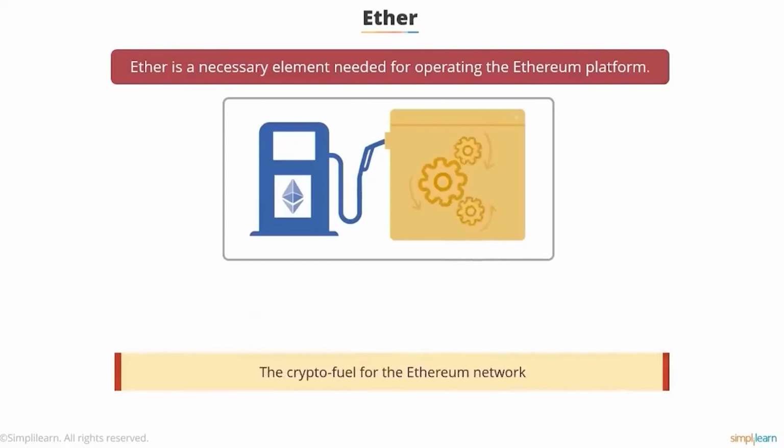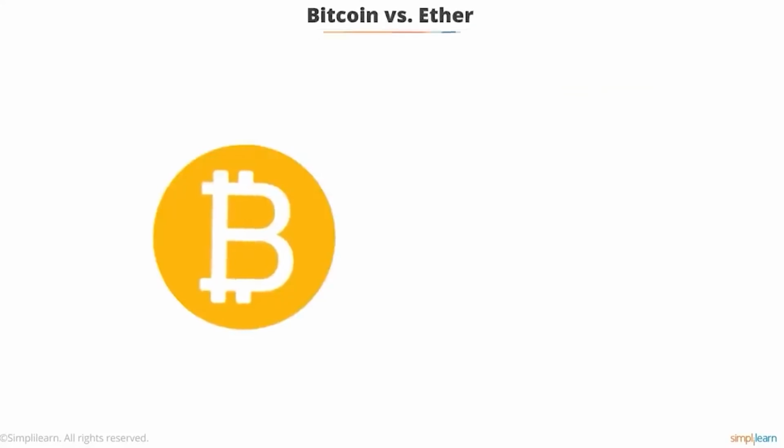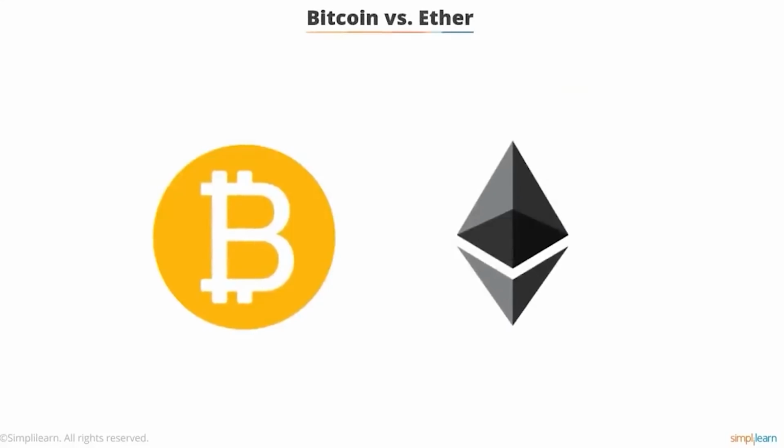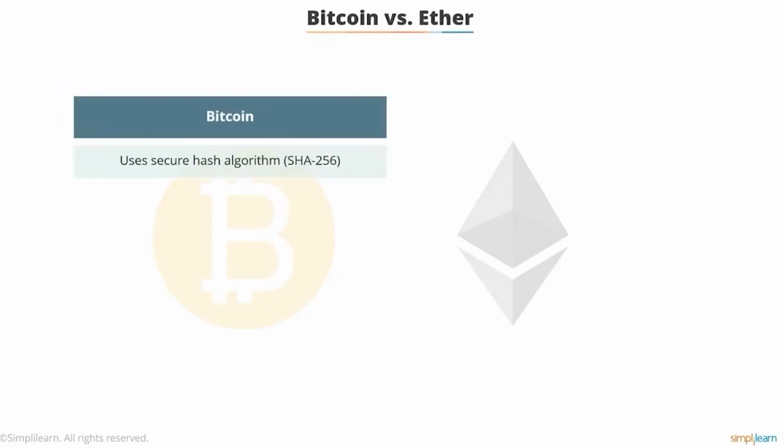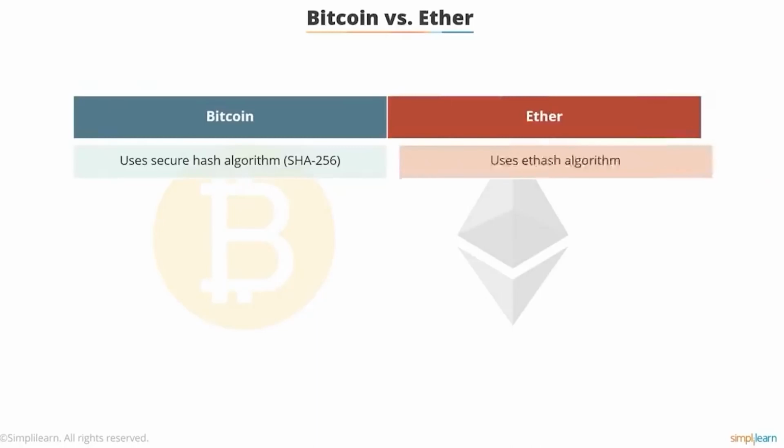Ethereum is a blockchain-based platform, and Ether is the cryptocurrency that fuels the platform. It is commonly denoted as ETH. Let's have a look at the differences between Bitcoin and Ether. The first difference is in the hashing algorithm used by these cryptocurrencies. While Bitcoin uses SHA-256 to encrypt blocks of the blockchain, Ethereum uses Ethash to encrypt blocks.